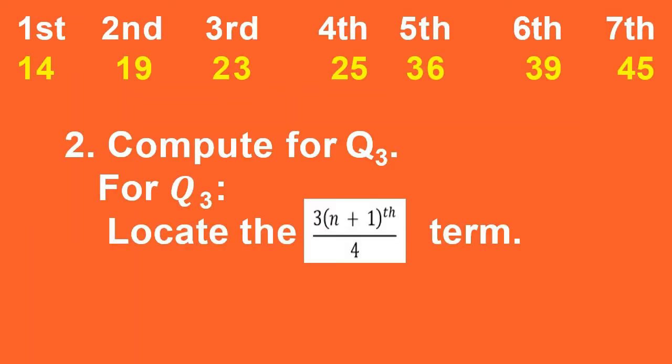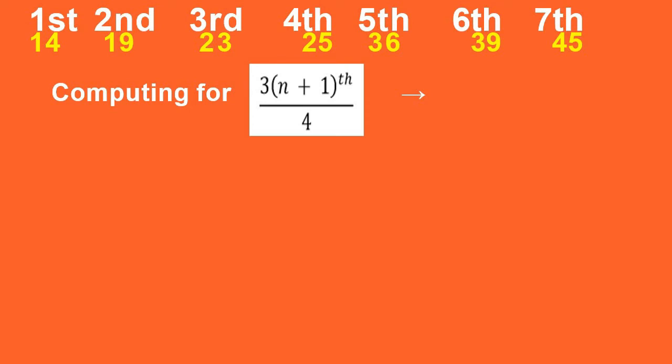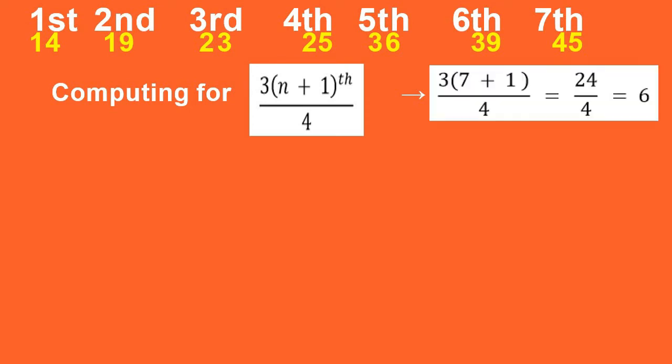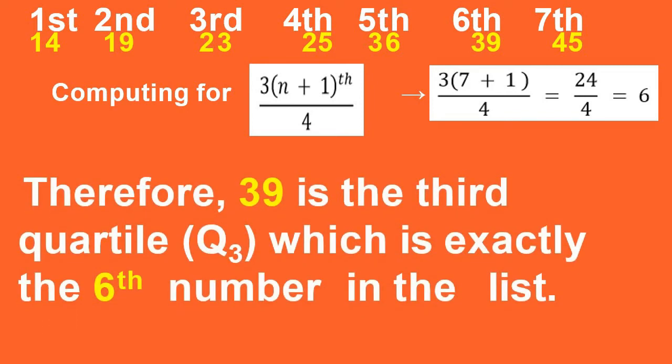Using again 3 times the quantity n plus 1 all over 4, we can locate the position of the third quartile. And since we have n equal to 7, by substitution, this will become 3 times the quantity 7 plus 1 all over 4. 7 plus 1 is 8 times 3, that becomes 24. Divide by 4 is equal to 6, meaning to say that is the sixth number in the list. Therefore, 39 is the third quartile, which is exactly the sixth number in the list.